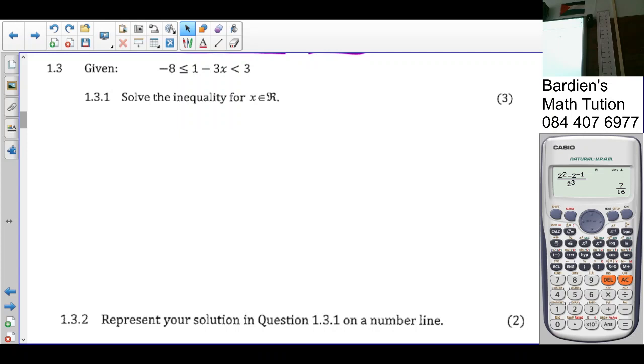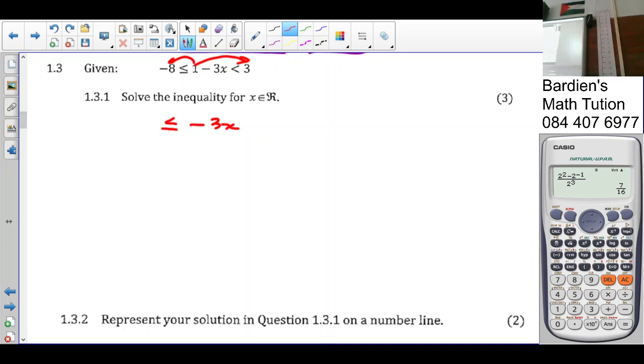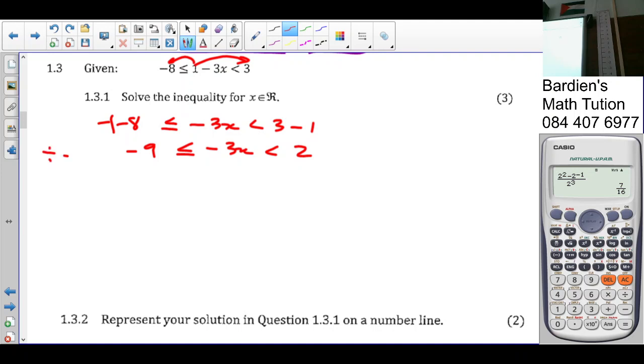So, solve the inequality. What we do is we take the one either side. So we get negative 3x must be greater or equal to negative 1 minus 8, but less than 3 minus 1. So it's negative 3x, negative 9, and 2. So what do I do now? Divide by negative 3 throughout. So you get x less than or equal to 3, and x greater than negative 2 over 3.